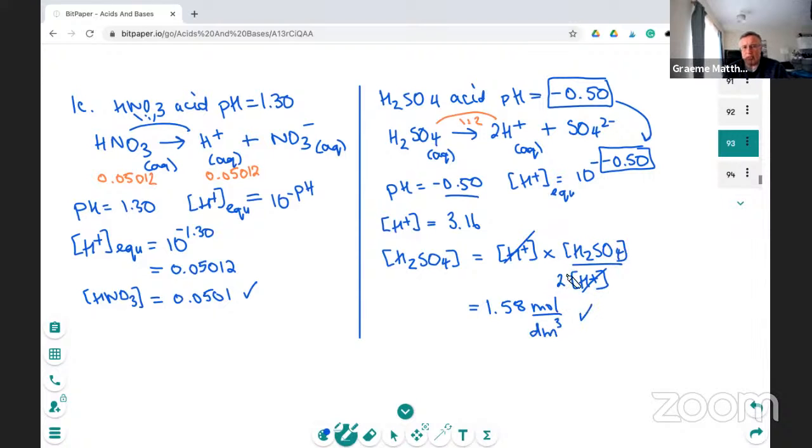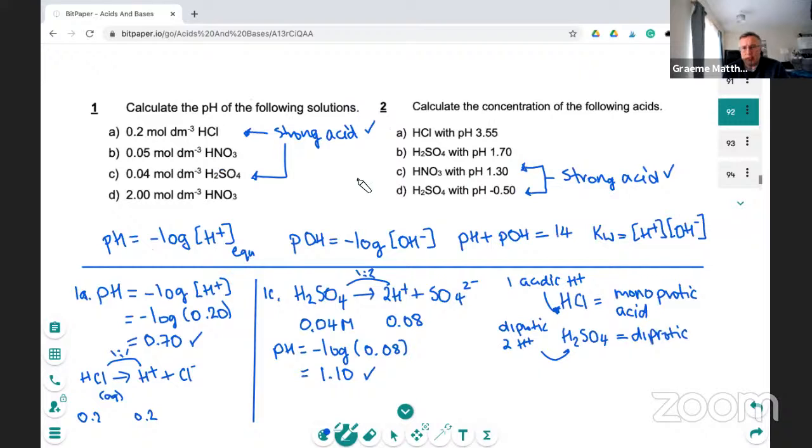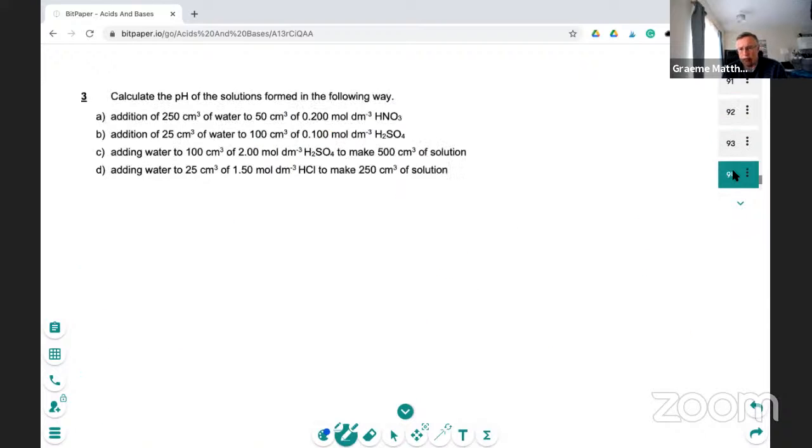So strong acids, just pH calculation and getting the concentration going. These two types of questions are done. Now we're coming down to this one. Question 3, the other one I said I'd do last time, is the dilution.